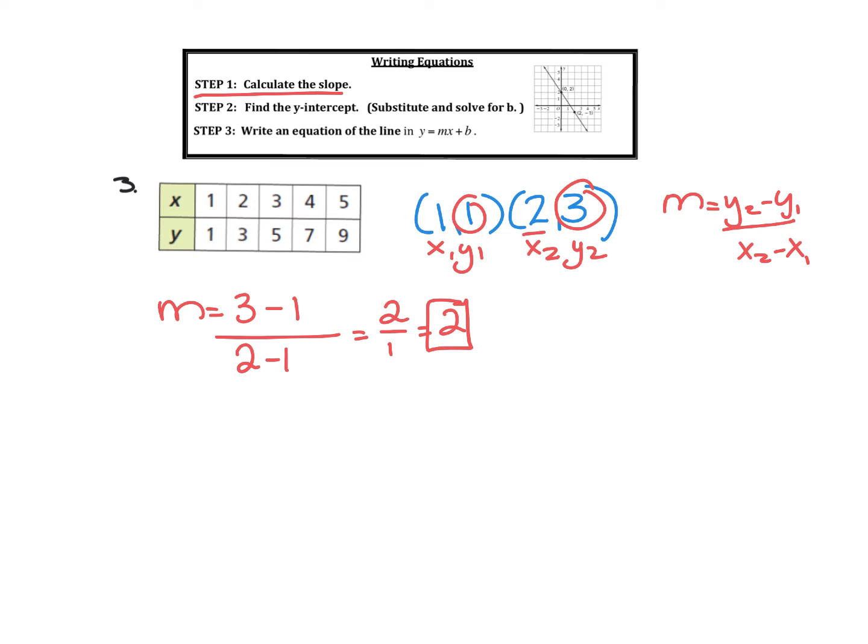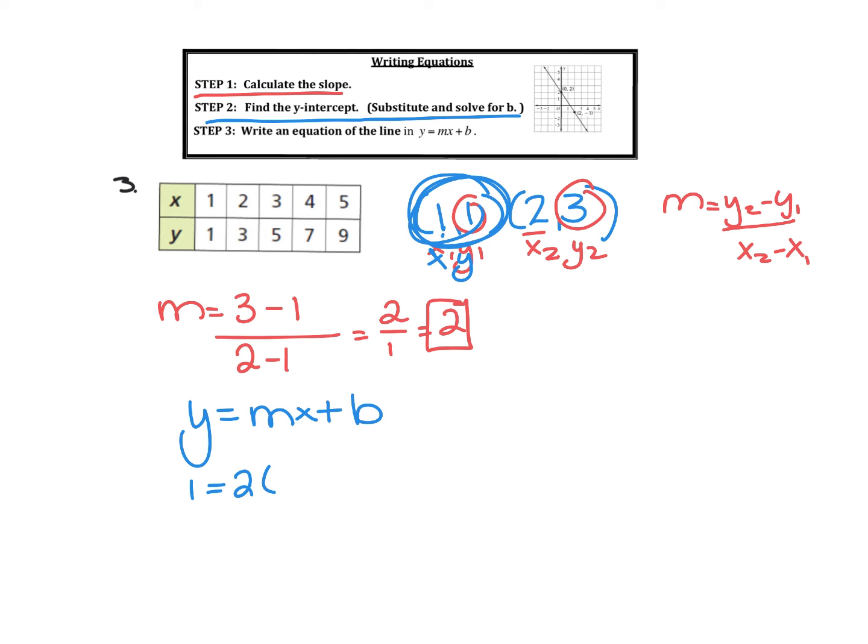All right, so now let's do the next step, which is to find the y-intercept. We're substituting and solving for b. Again, let's plug in what we know and solve for what we don't. I'm just going to take this point right here, and that's an x and a y. So y is equal to 1. My slope I know is 2. I have an x also of 1, plus b. All right, 1 is equal to 2 plus b. And again, we're going to get b all by itself. We have -1 is equal to b.